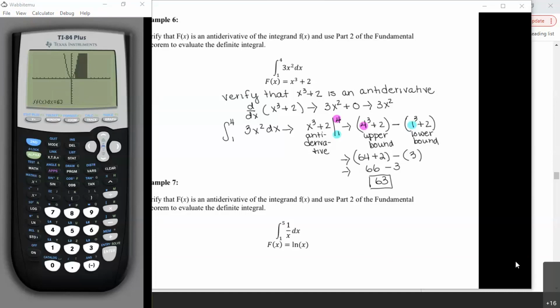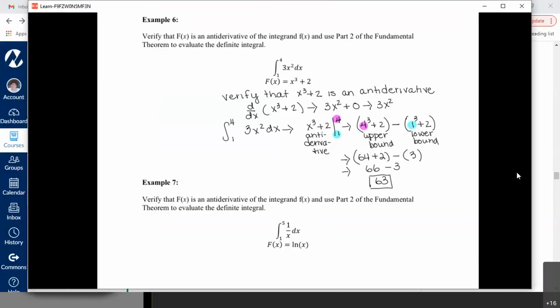Everybody all right with this if you've got a TI? And again, how did we get to it? From second trace, it's on your calc menu. I just want to make sure you see that.